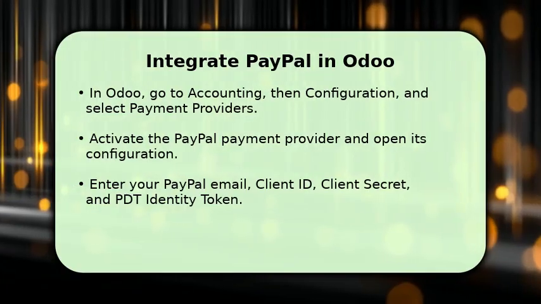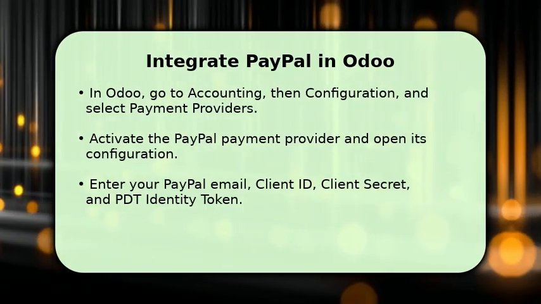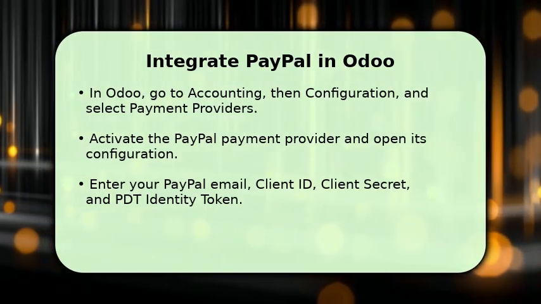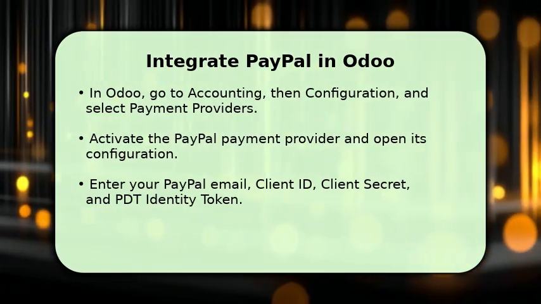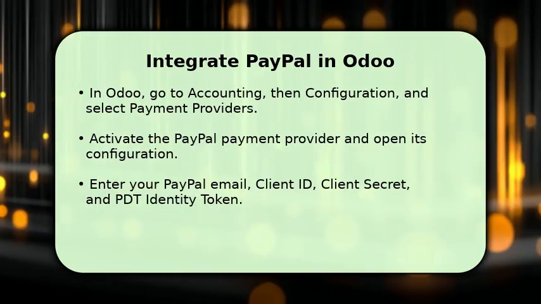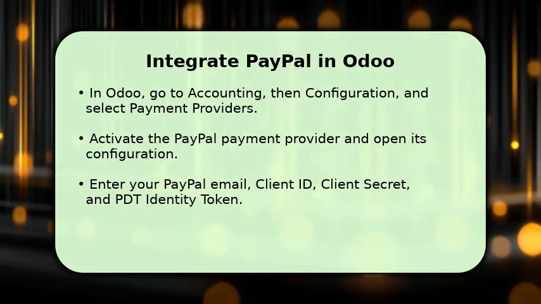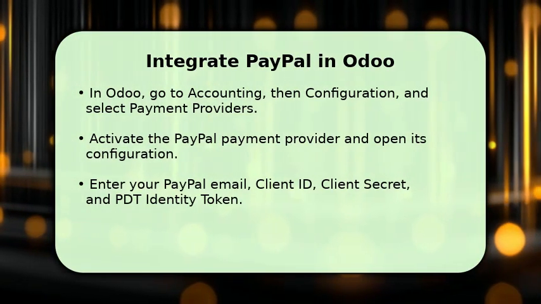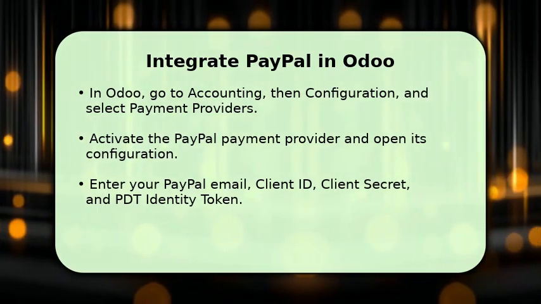Now it's time to integrate PayPal within Odoo. Head to the Accounting application, then navigate to Configuration and select Payment Providers. Activate the PayPal provider and open its settings. Here, you will input your PayPal login email, the client ID, client secret, and the PDT identity token you obtained earlier. Remember to generate your webhook and set the provider's state to either enabled for live transactions or test mode for sandbox testing.